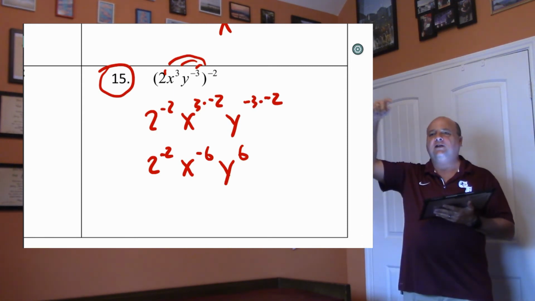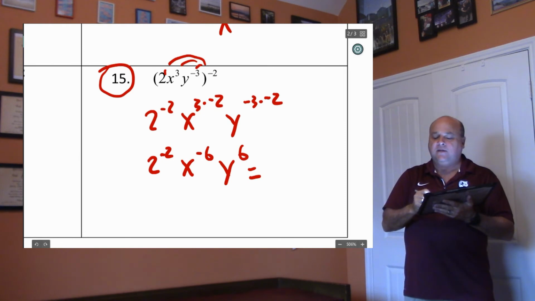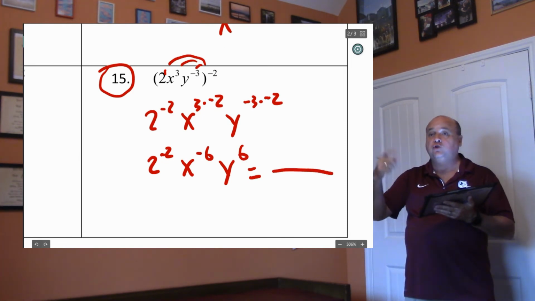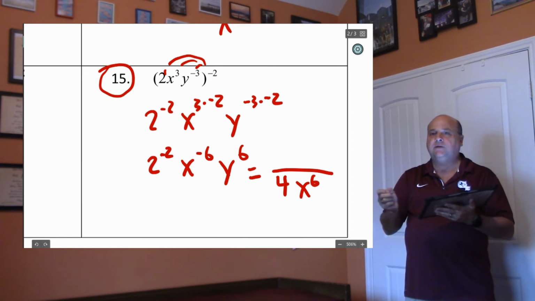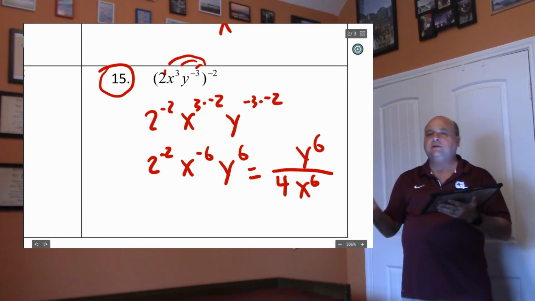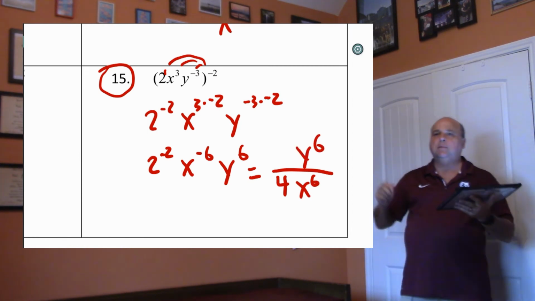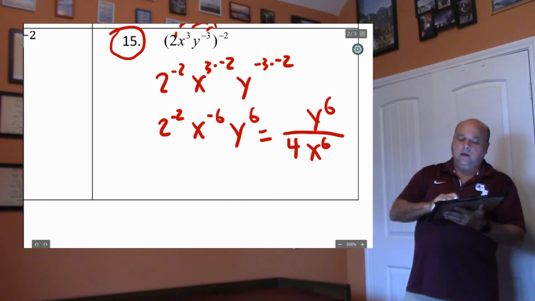Everything with a negative exponent goes to the bottom. Now then, what is 2 squared? 2 squared is 4, right? So the 4 goes down here. The x to the 6 goes down here, and the y to the 6 is up here. That's going to be my answer, okay?